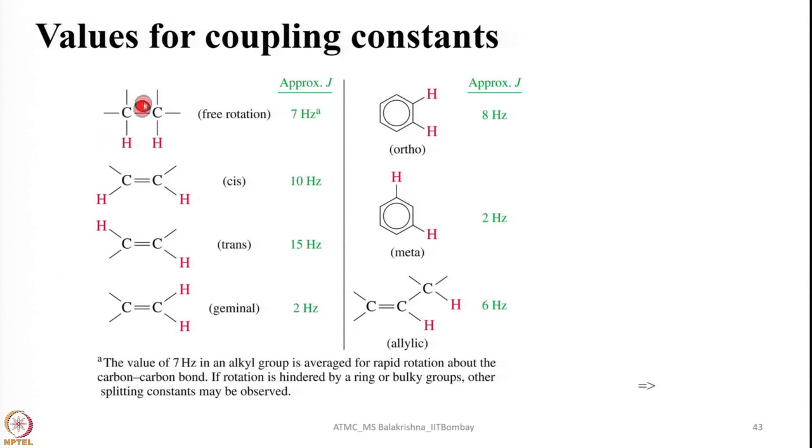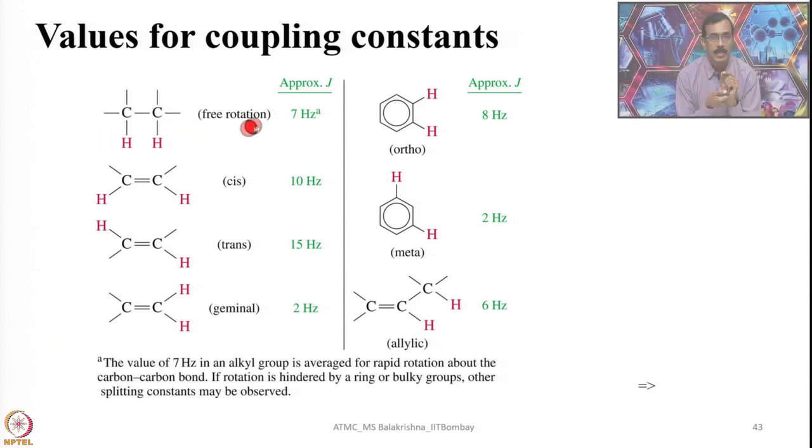So now values for coupling constant is given here. For this one, what happens? When free rotation is there, this is 7 hertz, and here the cis coupling is 10 hertz and trans coupling is larger, 15 hertz. On the same carbon, if the molecule is unsymmetric, the hydrogens on the same carbon will split, then that is called geminal coupling, that is 2 hertz, very small, because they have very similar Larmor frequency, 2 hertz.